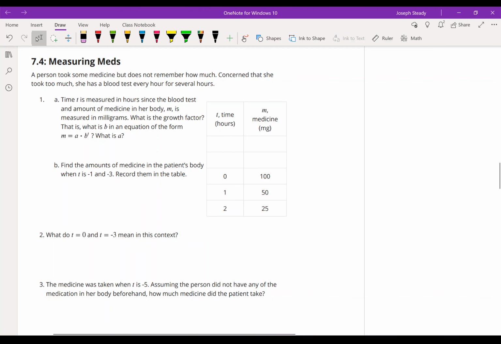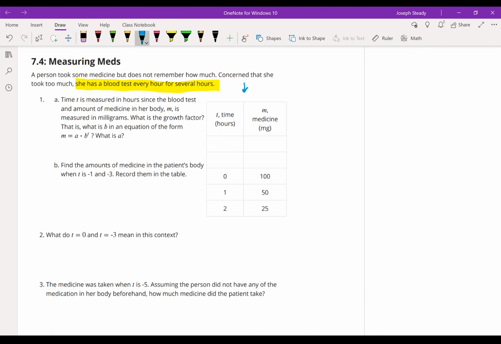We're going to pick up where we left off last class, which is on problem 7.4. In this problem, a person took some medication, but they don't remember how much they took. Fortunately, they do have the option to do a blood test and see how much medication is still in their body each hour. So we've got that data displayed here in our table.